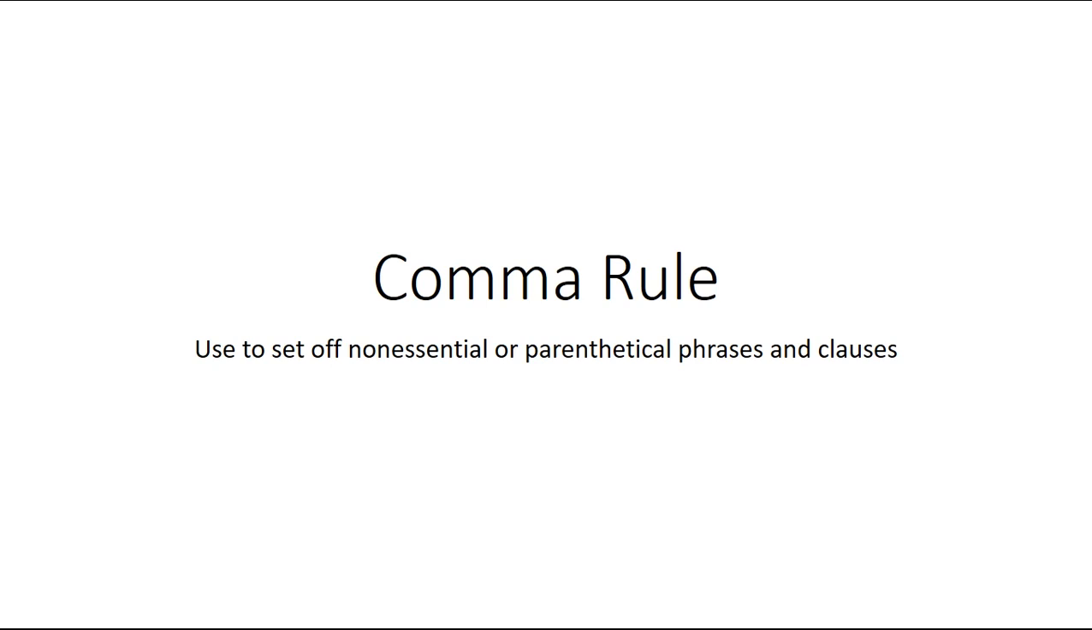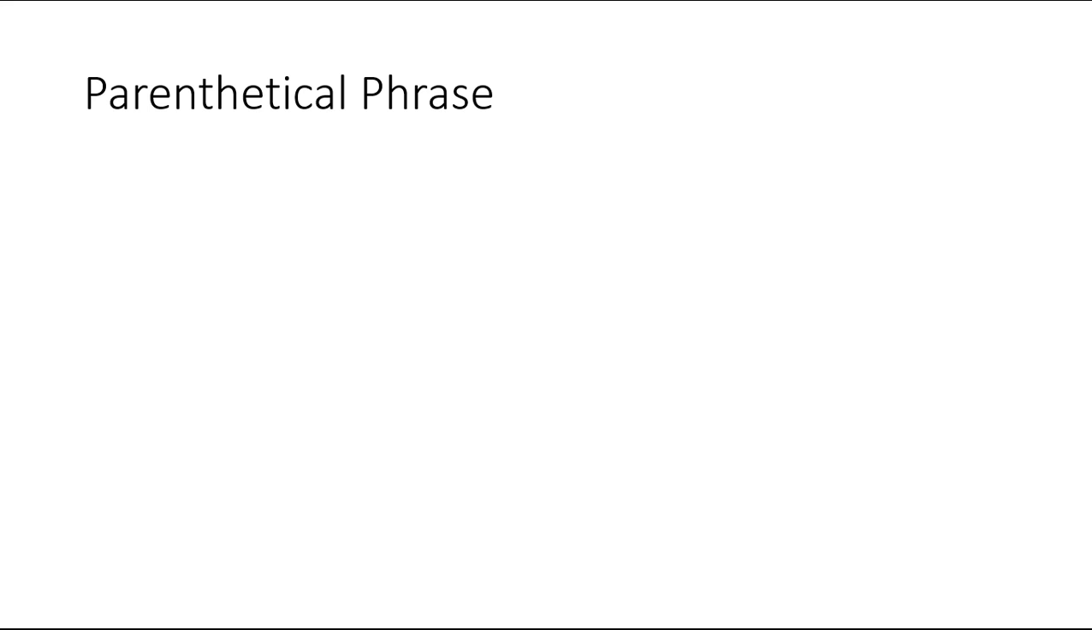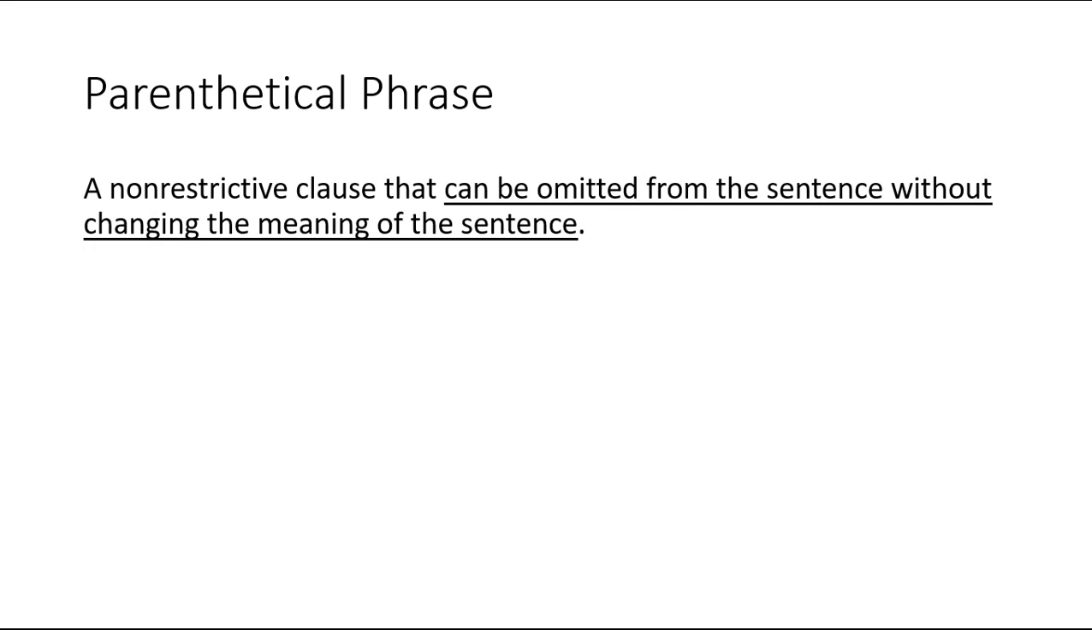In this video, we're going to be reviewing the comma rule where we set off non-essential or parenthetical phrases and clauses. The key word here is parenthetical. All right, that's going to represent basically this whole section. So what is a parenthetical phrase? It is a non-restrictive clause that can be omitted from a sentence, and that's what they mean by non-restrictive, without changing the meaning of the sentence.